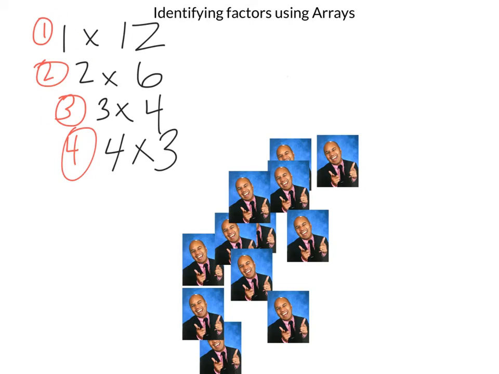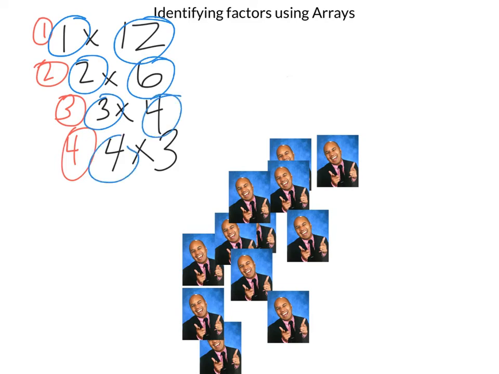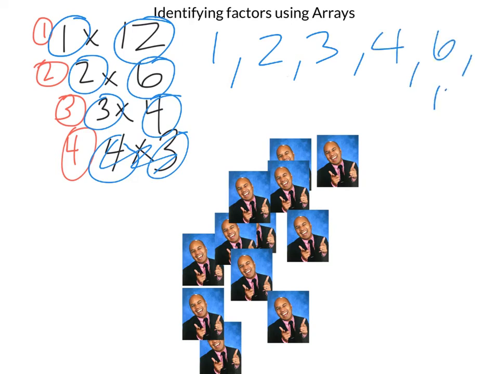And what are the factors? We can write out the factors now, and they would be identified right here. We've got 1 and 12, 2 and 6, 3 and 4, and 4 and 3. We don't need to add that because we know that they're the same. The factors would be 4, 6, and the last one is 12.